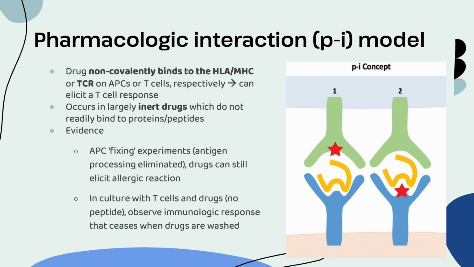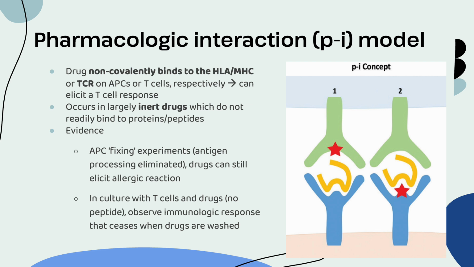Now, the second model is the pharmacologic interaction, or P-I model. This model basically says that instead of binding covalently, the drug is going to bind non-covalently, and instead of acting only on the TCR, it's going to bind either to human leukocyte antigen, or major histocompatibility proteins, or TCRs. You can see in the image over here that it could be acting on either receptor. Basically, this works mostly for drugs that are more inert and don't readily react with proteins or peptides like the penicillin molecule does.